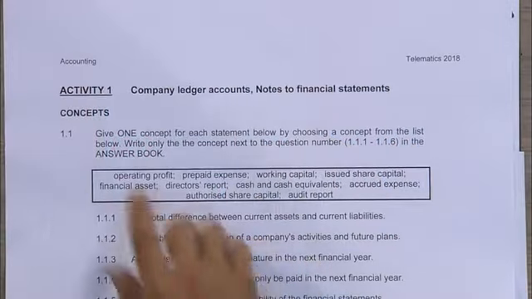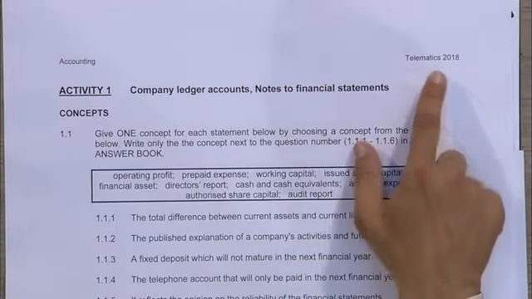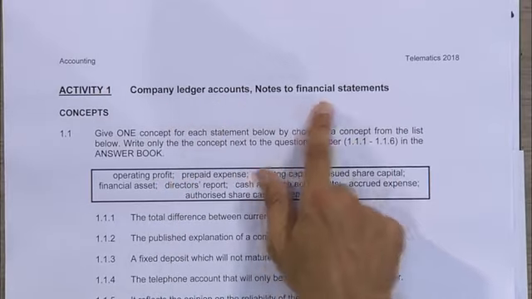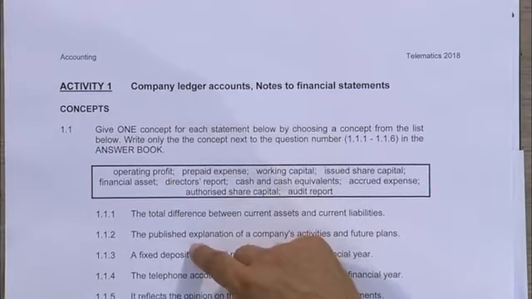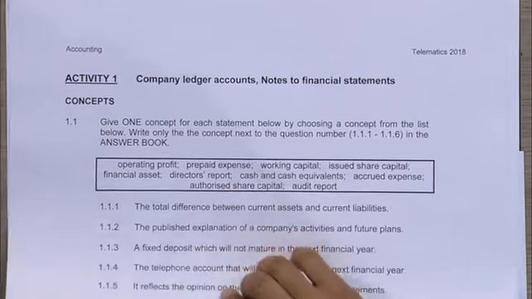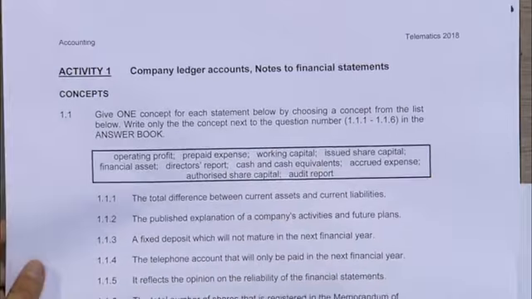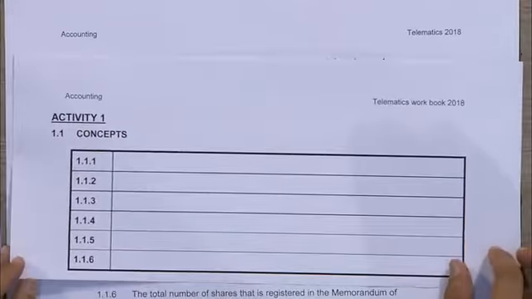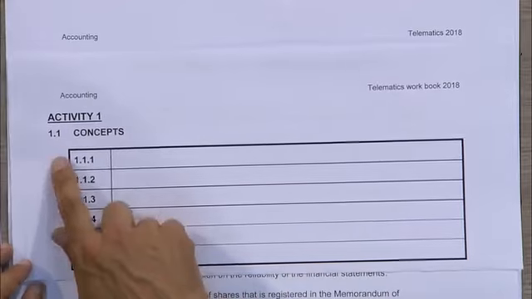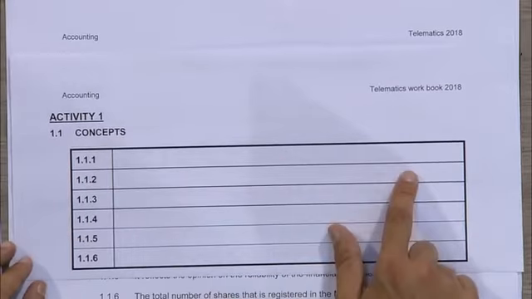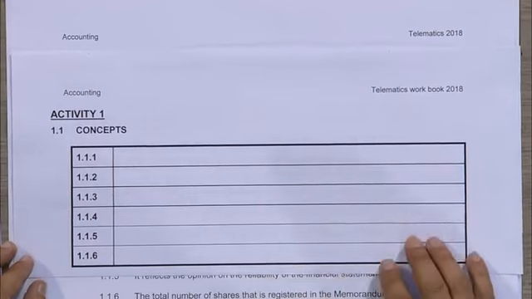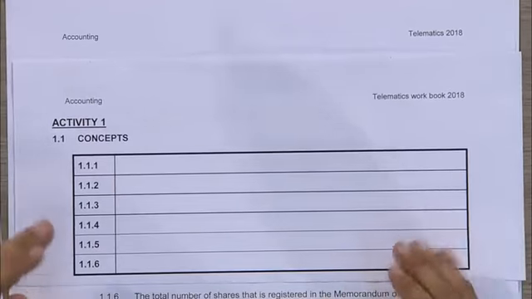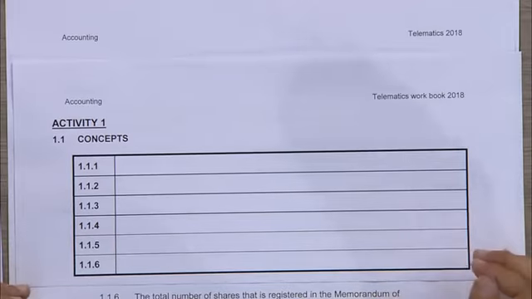We'll be doing Activity number 1 in the Telematics 2018, and it's going to be company ledger accounts together with the notes to the financial statements. Okay, so in your notebook, you also have an answer sheet, which looks something like this. This is where we'll be doing the concepts, which form the background of the companies that we're going to do. First it will be the concepts, and then we'll go into the general ledger, and then we'll do the notes.